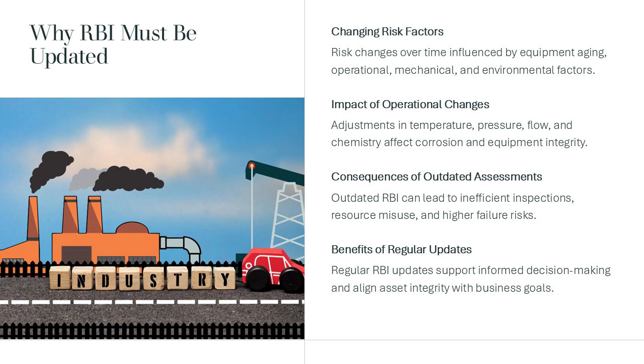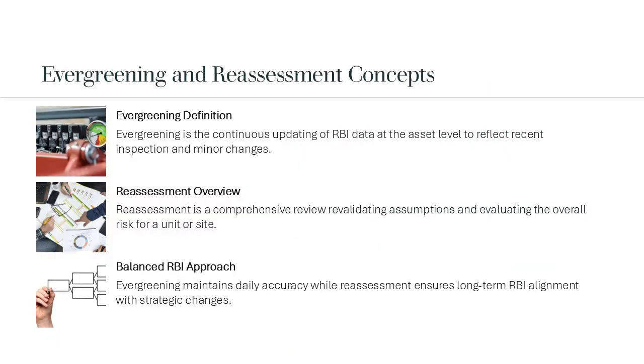If RBI assessments are not updated to reflect these realities, inspection plans may become misaligned, either over-inspecting low-risk equipment or, more critically, under-inspecting high-risk assets. This can result in inefficient use of resources, increased likelihood of unplanned failures, and reduced confidence in the RBI program. Regular updates ensure that RBI remains a living system that supports informed decision-making, continuous improvement, and alignment between asset integrity management and business objectives. When updating an RBI assessment, two distinct but complementary concepts are used: evergreening and reassessment.